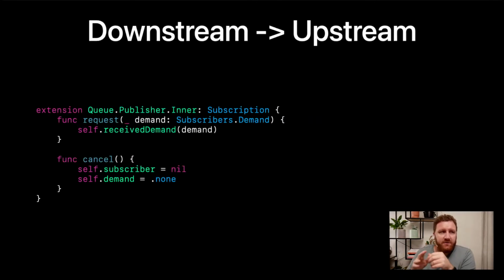And then that final piece of the puzzle is, because we're passing our inner type back to the subscriber as their subscription, we need to conform to the subscription protocol, which has 2 methods: the request demand, which we pass through to our existing received demand function, and then if the subscriber wants to cancel, we set our demand to none so that the flush next will stop. But we also nil out our reference to the subscriber so that there are no retain cycles or anything like that going on.